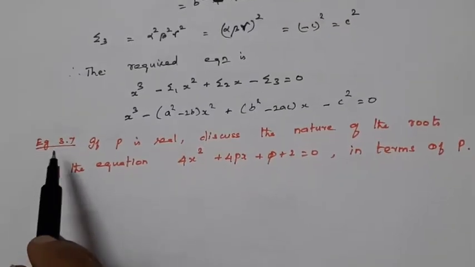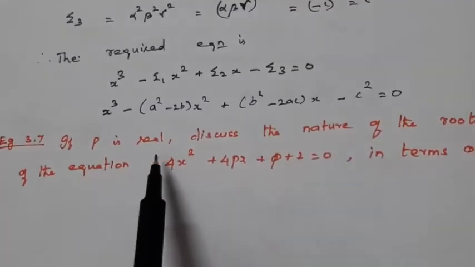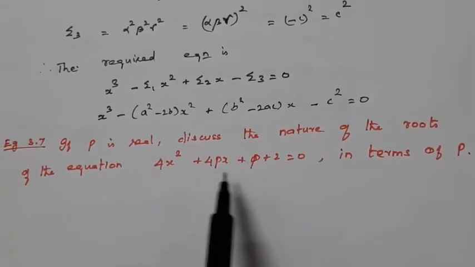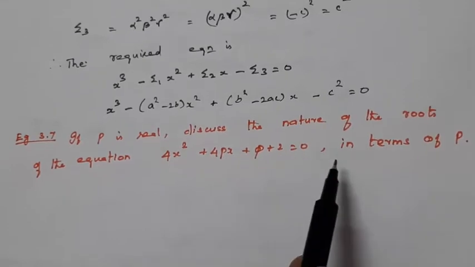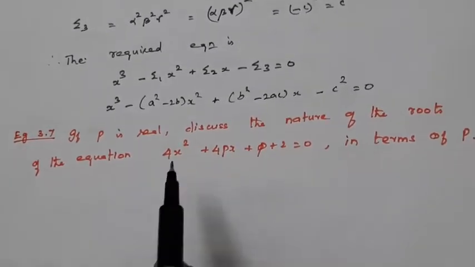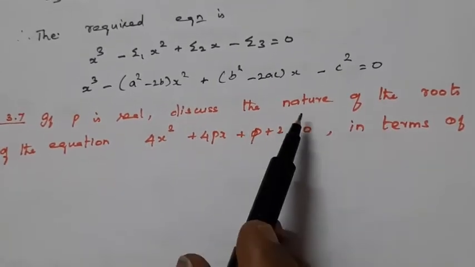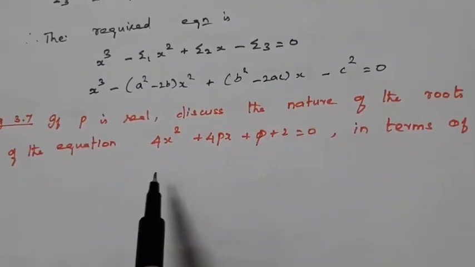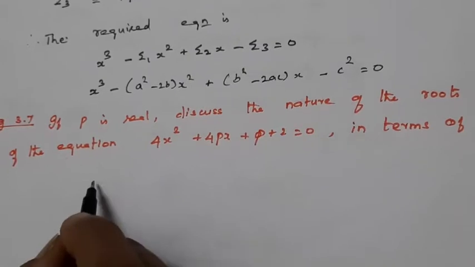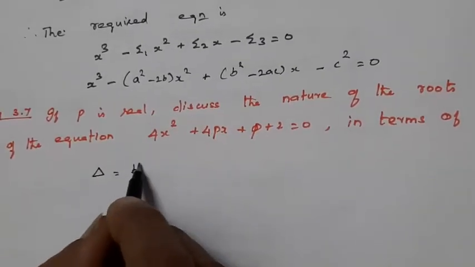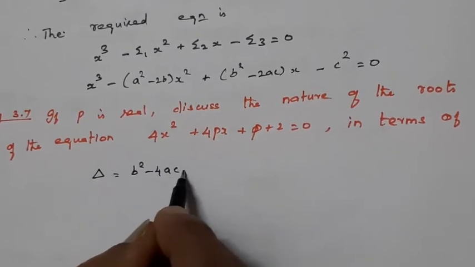Then next example 3.7. If p is real, discuss the nature of the roots of the equation 4x squared plus 4px plus p plus 2 is equal to 0 in terms of p. See, this is a quadratic equation, and you know the formula to find the nature of the roots, that is the discriminant. So, what is the discriminant? It is denoted by delta, and the formula is b squared minus 4ac.